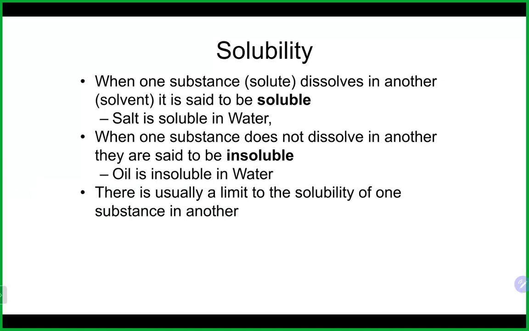So when we talk about something being soluble, that means when one substance really dissolves in another, it is said to be soluble. Salt is soluble in water. When one substance does not mix with another, it is said to be insoluble. There is a limit to solubility, and it is basically temperature dependent. At a particular temperature, there's only a certain amount of solute you can get to dissolve in, say, water.